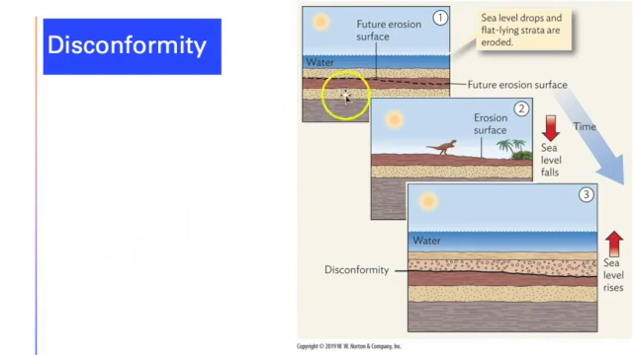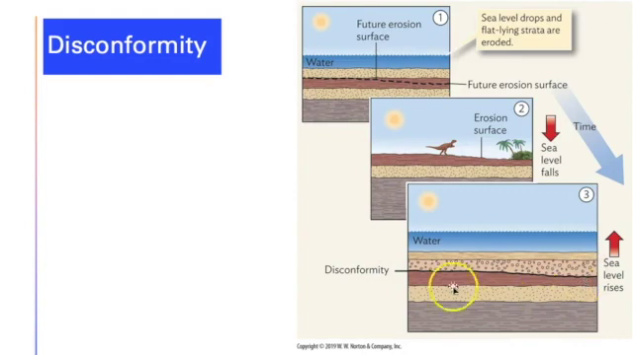Disconformity. So further back in time, we have sedimentary layers beneath the sea. Sea levels drop, exposing those sedimentary rock layers on Earth's surface. Erosion removes some of the layers. With more time, sea levels rise, and deposition happens atop of that erosional surface. In this case, this is a disconformity, where sedimentary rock layers are separated by other sedimentary rock layers that have more or less the same dip or tilt, but there is an erosional surface between them.